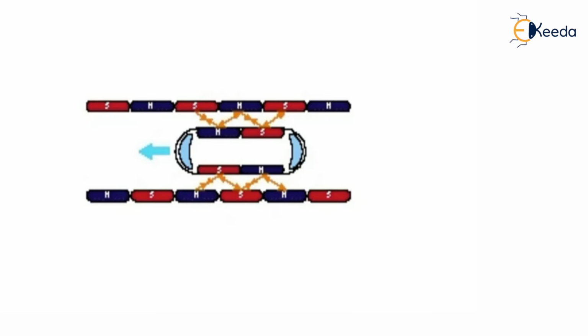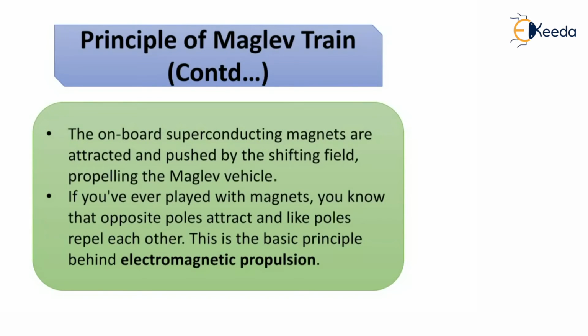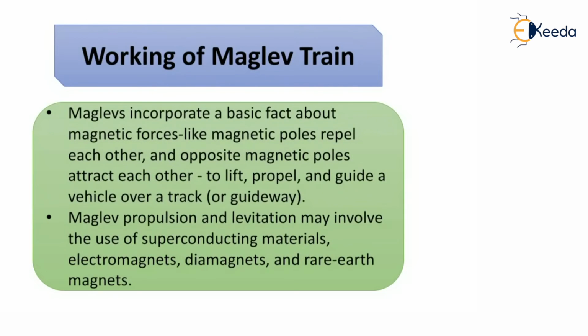The maglev train acts as a superconducting magnet. The onboard superconducting magnets are attracted and pushed by the shifting field. If you have ever played with magnets, you know that opposite poles attract and like poles repel, and this is the basic principle of electromagnetic propulsion.